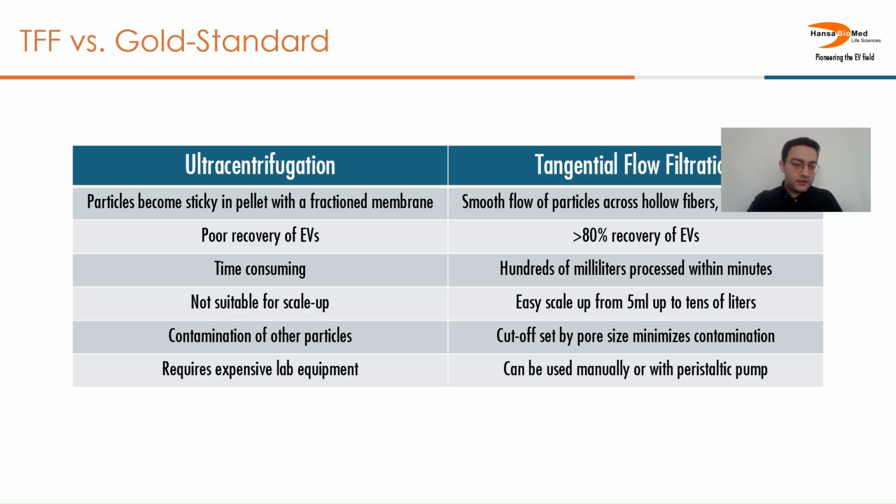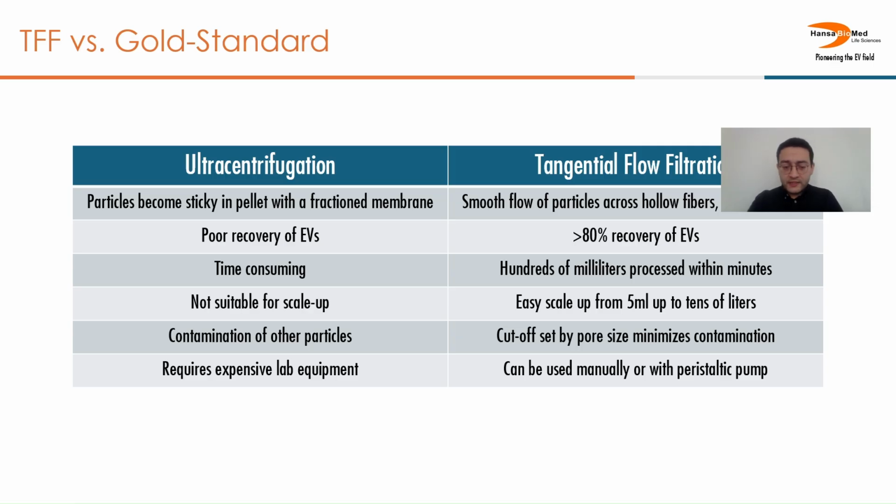In ultracentrifugation, the recovery of EVs is very poor, limited to around 30 to 40% in most cases. Whereas in tangential flow filtration, you can ensure even more than 80% of recovery. Ultracentrifugation is a time-consuming method. Even to process a couple of tens of milliliters or hundreds of milliliters, you need hours, whereas in tangential flow filtration, you can do so within minutes or in the range of tens of minutes.